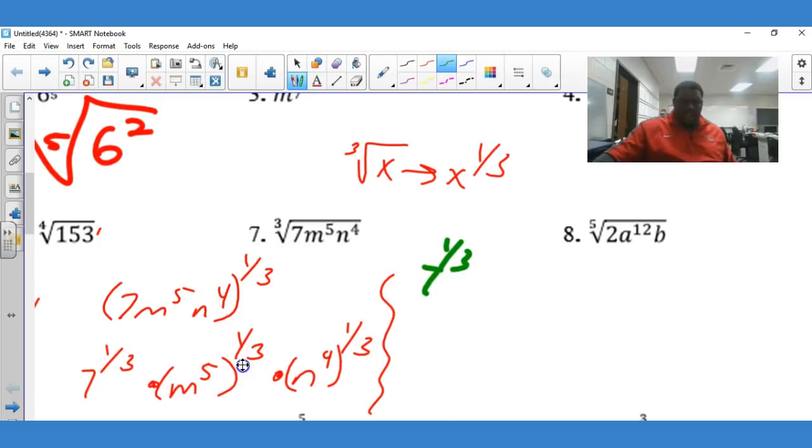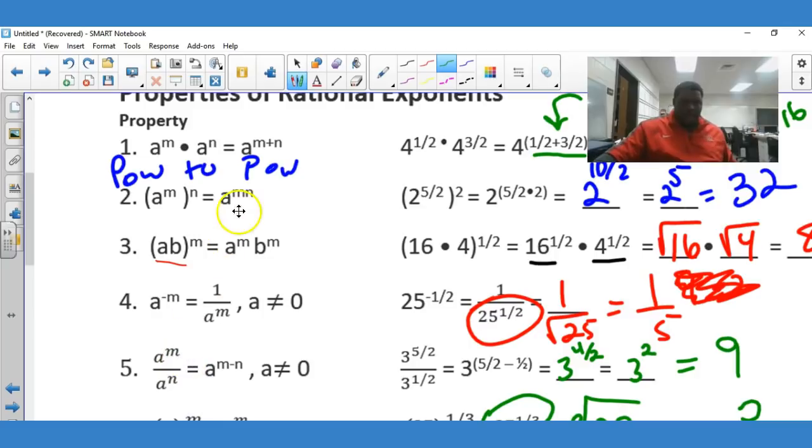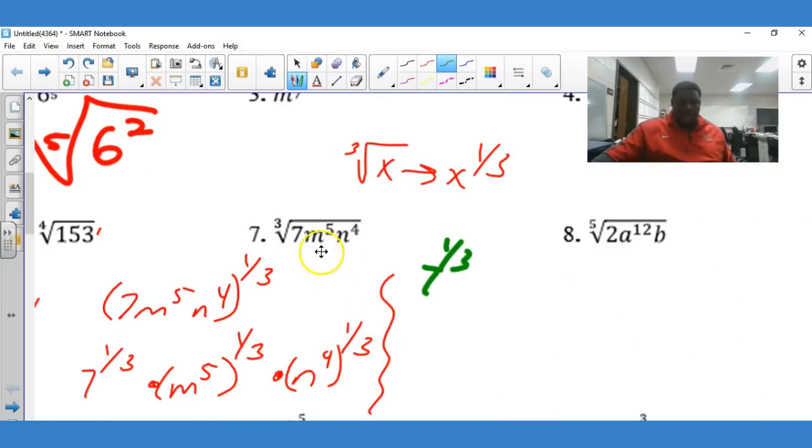All right, but right here you have a power to a power. Well, look at the rule. Power to a power, you multiply the powers. See, power to a power, multiply the powers. So you have 5 times 1/3. Remember, you multiply the whole number straight to the numerator.